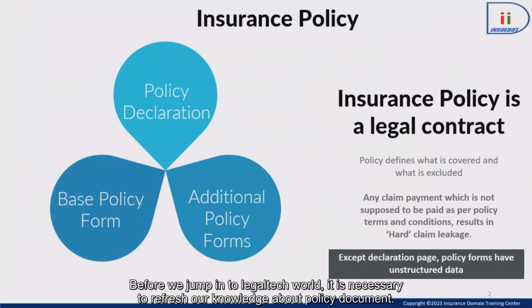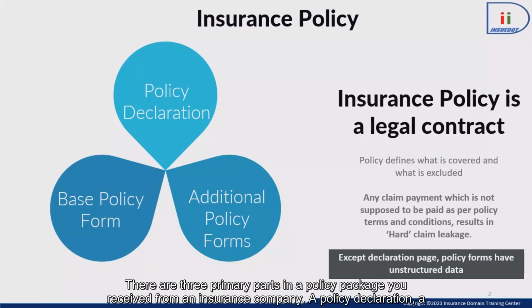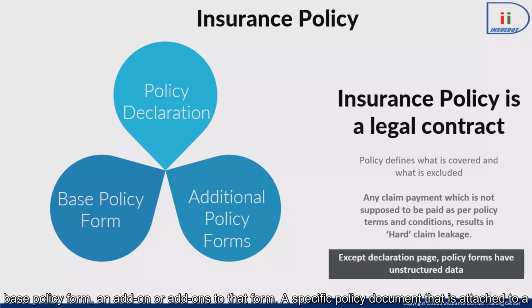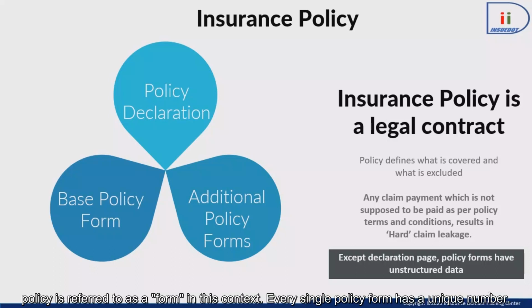Before we jump into the LegalTech world, it is necessary to refresh our knowledge about policy documents. There are three primary parts in a policy package you receive from an insurance company: a policy declaration, a base policy form, and an add-on or add-ons to that form. A specific policy document that is attached to a policy is referred to as a form in this context. Every single policy form has a unique number.